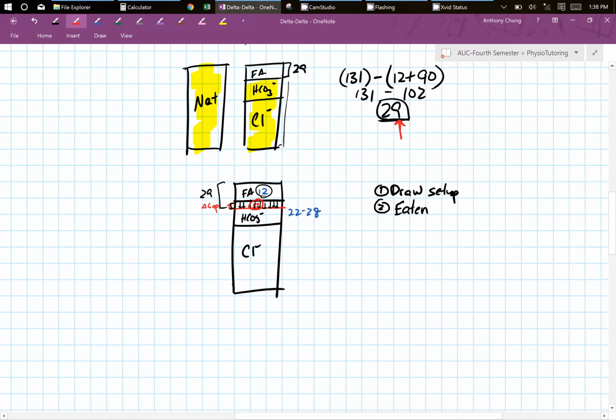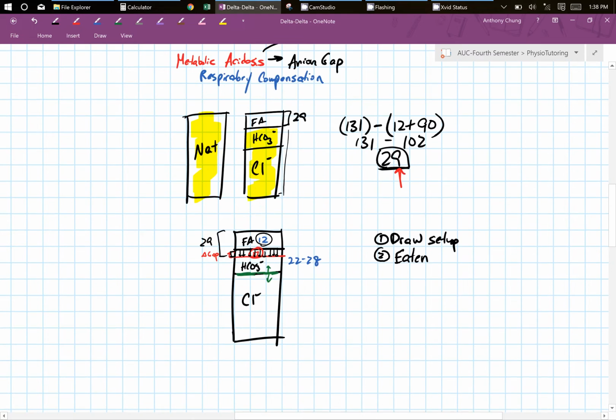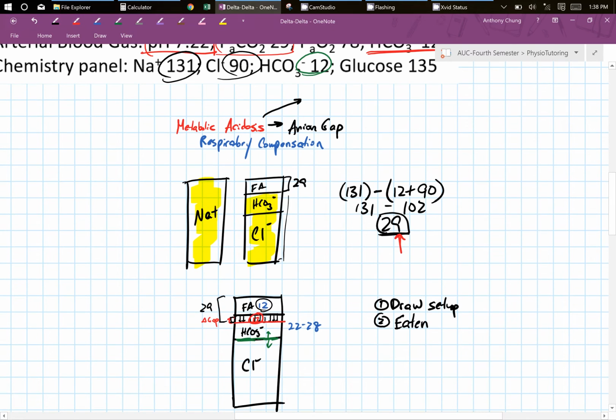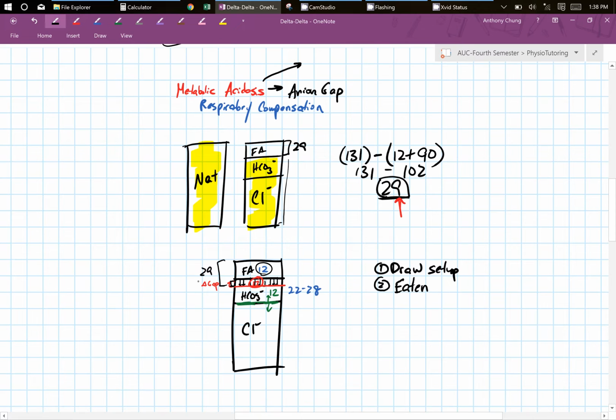That's the first part. Now, the second part is to look at this line over here. Did it go this way or does it go this way? The only way that you can figure that out is if you look at your question again and look at the amount of bicarb that you have. So let's take a look. Your bicarb is 12. Then you can calculate your delta-delta, which is this with this. Your delta gap was 17. Your bicarb was 12. What is that? It's 29.